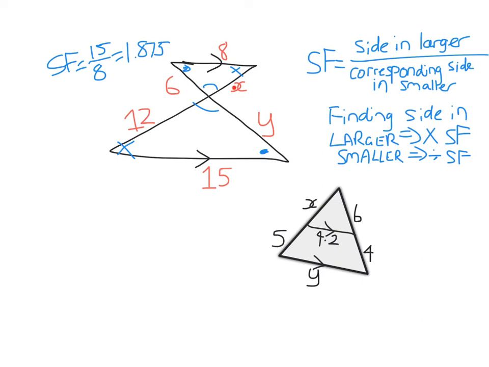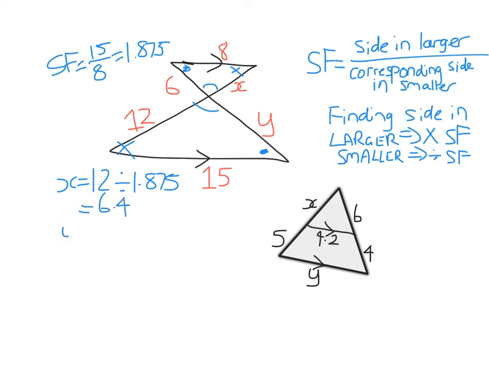So let's look at finding x. X is in the smaller shape, so we're going to divide by the scale factor. So we need to know which side corresponds to x. Well, x is touching the cross and the arc, so it corresponds to the side touching the cross and the arc. X and 12 correspond. So in this triangle, x will be 12 divided by the scale factor of 1.875. So putting that on our calculator yields x is 6.4.